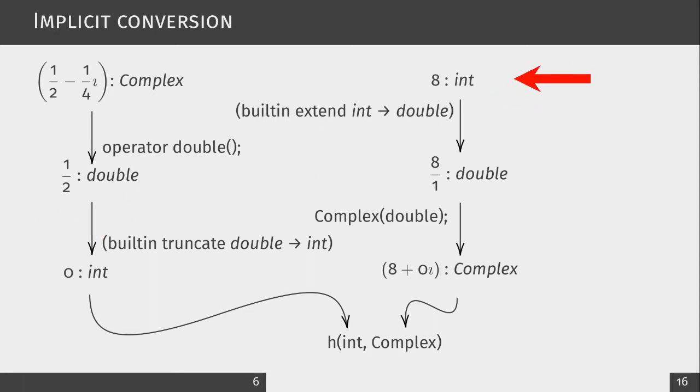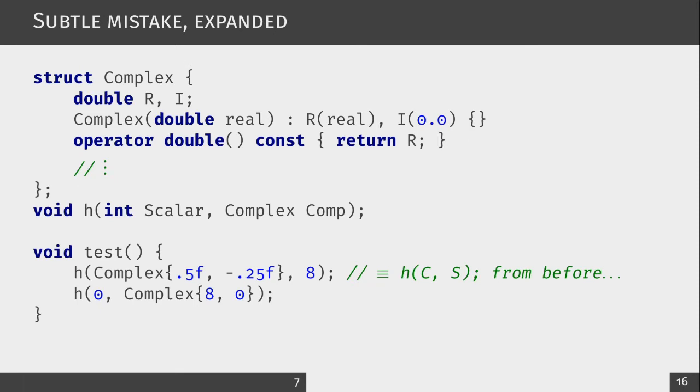Conversely, we are trying to pass an integer as a complex number. A similar conversion happens. As every integer number is also a real number, the value of 8 is converted to a double. Then, due to the existence of the converting constructor from double in complex, a complex number with 8 real and no imaginary part is constructed, and the argument is passed. Thus, the two calls seen in this example are equivalent to each other.